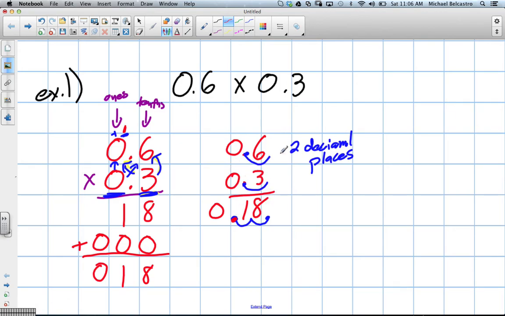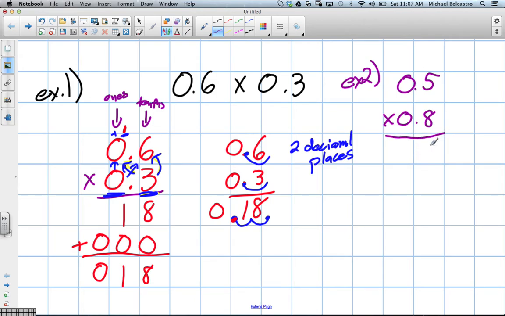Okay? So let's try another example like that. Let's see if we can get through something else that's similar to this. Let's say we have 0.5 multiplied by 0.8. We'll call this example 2. Okay? If I got rid of the decimals, what would this question really just say?